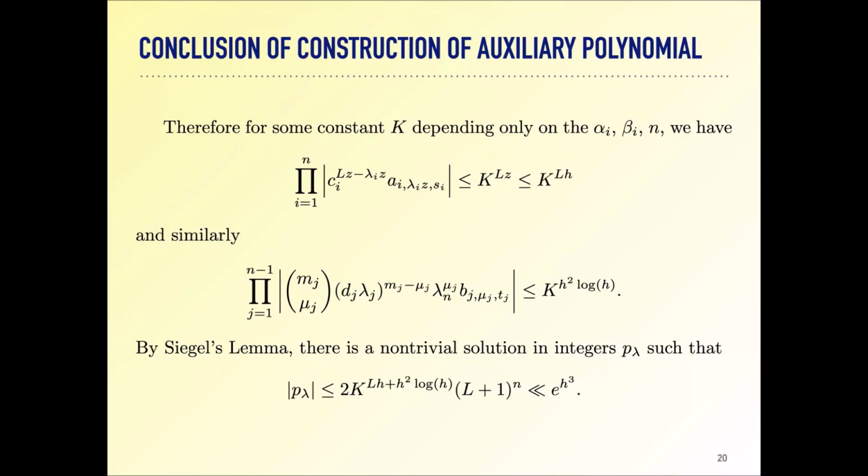Similarly, you can bound the other term. You get something slightly bigger because of this binomial coefficient. But long story short, if you multiply these two together, you still get something that's smaller than k to the h cubed. And that's where, remember I pointed out earlier, L had to be h to the 2 minus something. That minus something was very important, because you want it to be less than h cubed. And indeed, L is h to the 2 minus something. So this is all growing less than e to the h cubed. All right, and so you get the existence of these coefficients p lambda from Siegel's theorem.